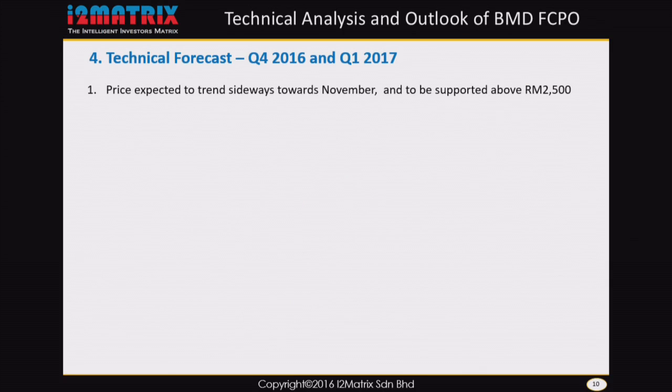So price is expected to trend sideways towards November. It's going to be supported above 2,005, so I don't think it can go below 2,005, unless, again, some unexpected factor comes in. But looking at the presentation made by Ivy from CIMB and also Thomas Mielke, there's no reason for prices to go below 2,005.